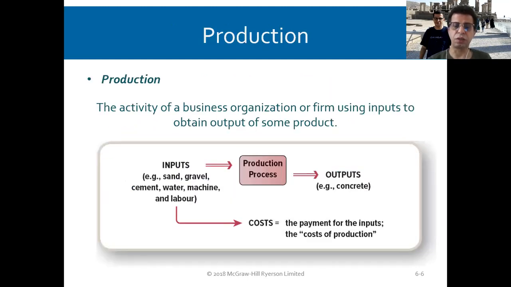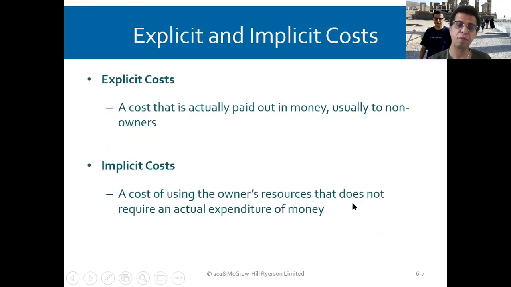So, what is production? Production is the activity of a business organization or a firm using inputs to obtain output of some product. Basically, you have inputs like sand, gravel, cement, water, machines, and labor. And through the production process, you end up with the output, which is concrete. But these inputs have a cost, and the payment for the inputs is called the cost of production.